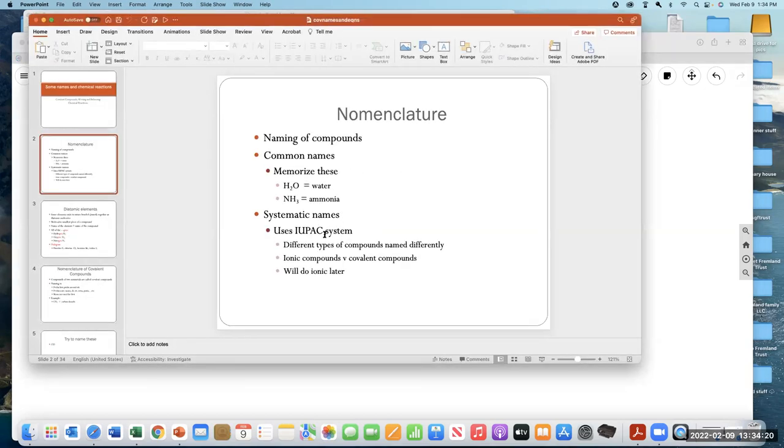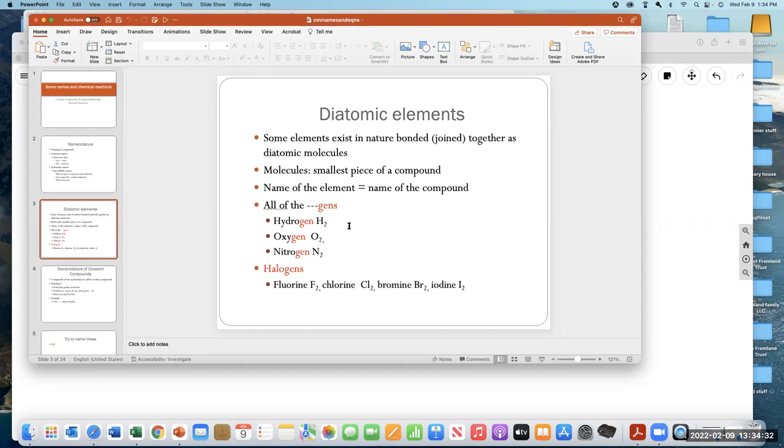All right, so in the IUPAC system, different types of compounds are named differently. I just said ionic compounds have a different system than covalent compounds, and we're going to do ionic later. Now, there's a handful of elements that don't use it either. And let me say, a molecule, we said an atom is the smallest piece of an element.